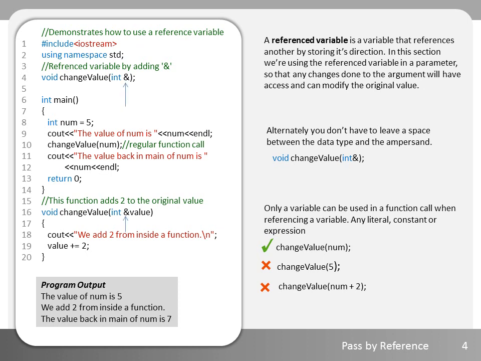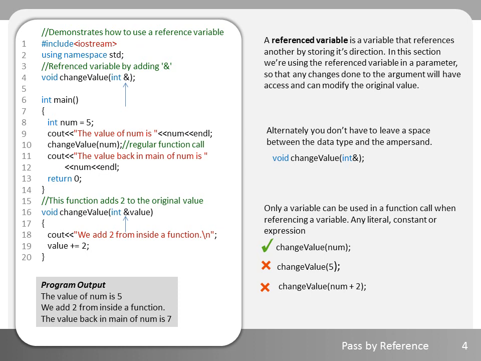You'll quickly notice that in the parameter list of the function prototype and function header, there's an ampersand, so the variable value that is being declared will receive the address of num. Then, inside changeValue, a message is printed and then value is assigned value plus 2. The function terminates and returns back to its caller and proceeds to print the value back in main of num is 7, and the program ends.